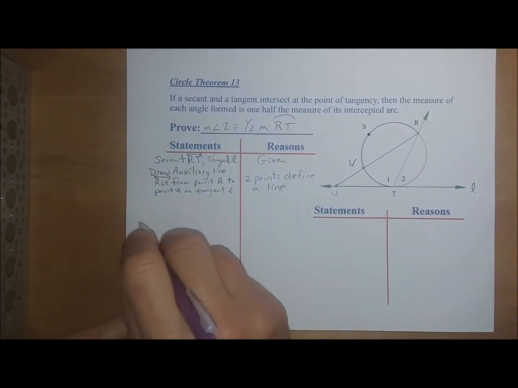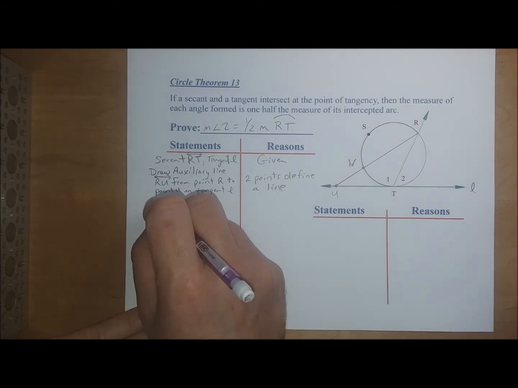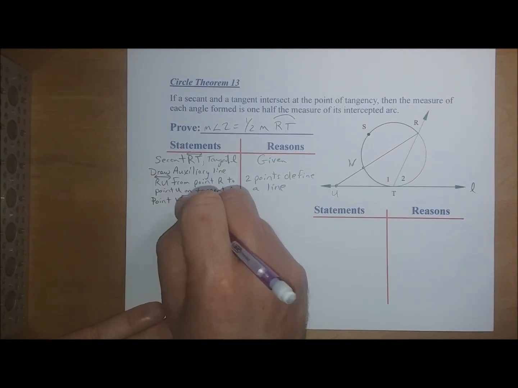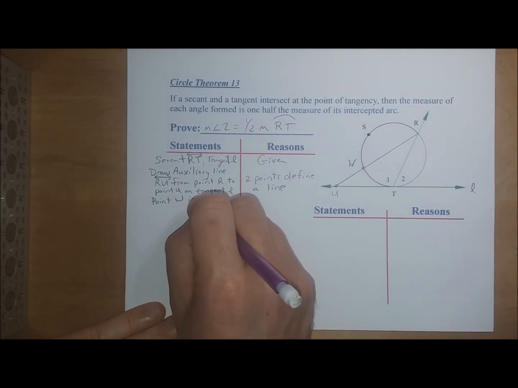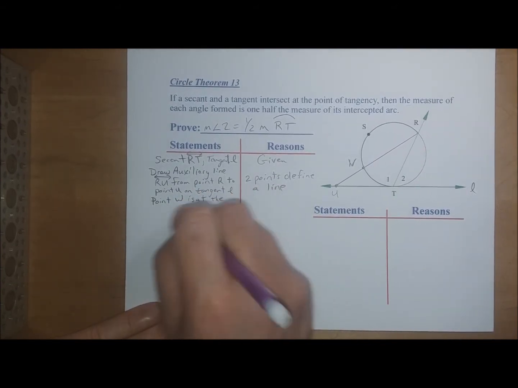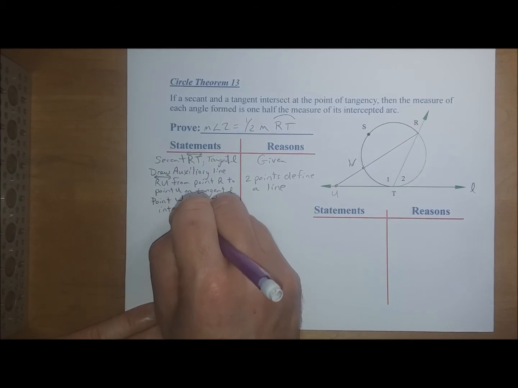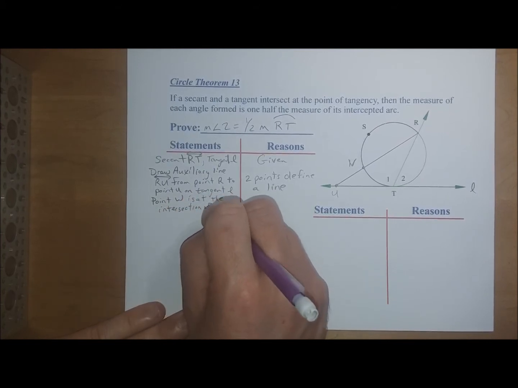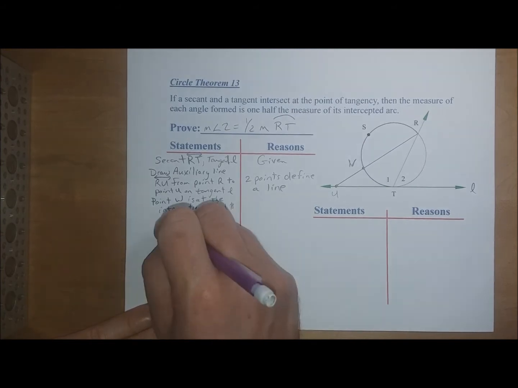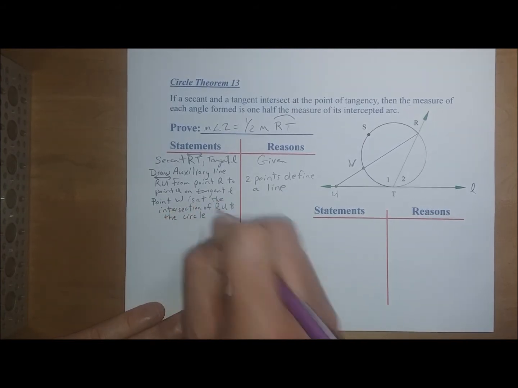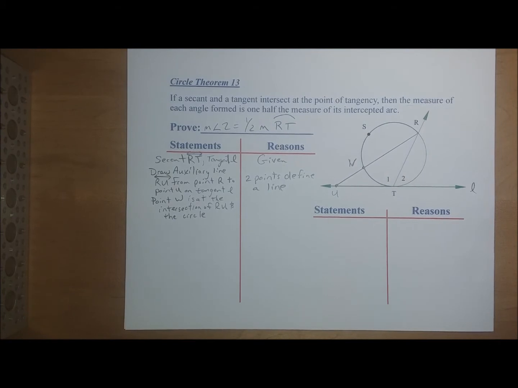Okay, and so point W is at the intersection of RU and the circle. Okay. And why am I doing that? Where am I going with this? Well, exterior angle theorem, right? Anybody see it?